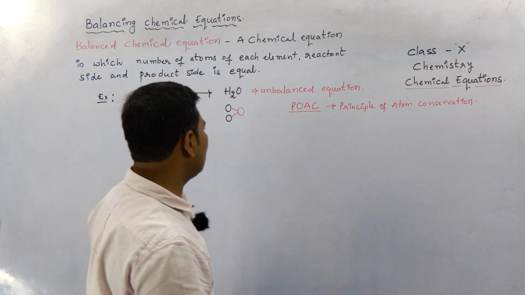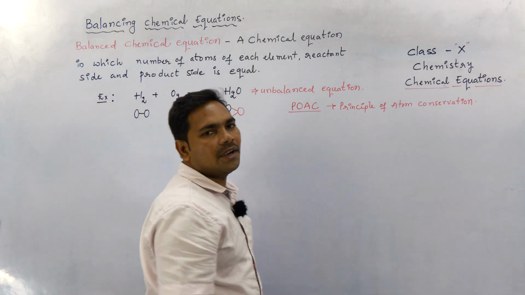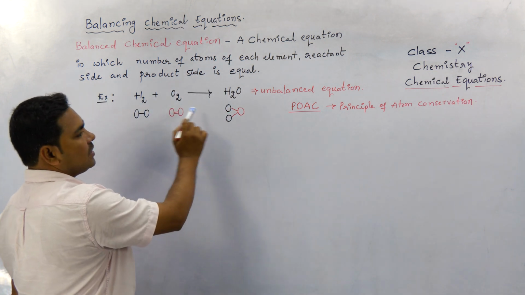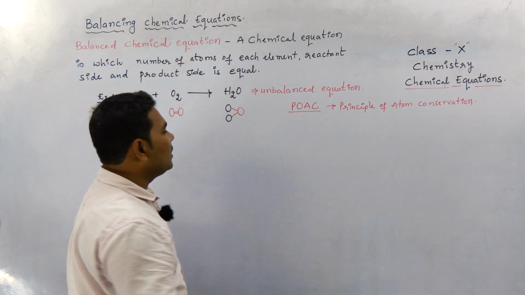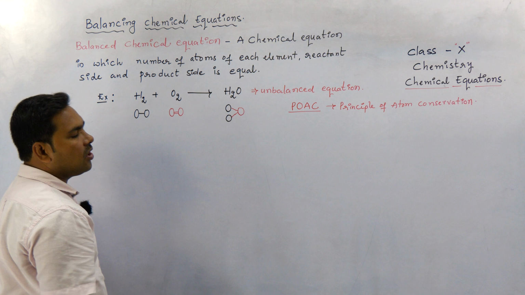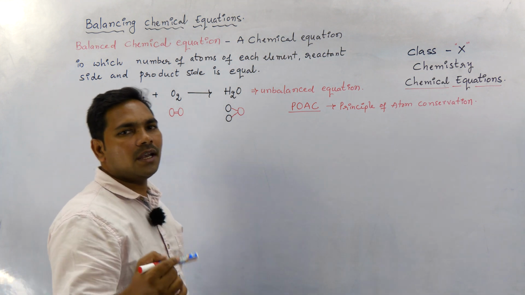Now, according to the principle of atom conservation, atoms should be equal on both sides. The reactant side and product side should be equal, right? But in this equation, the number of atoms are not equal, okay? So we have to make the atoms equal.